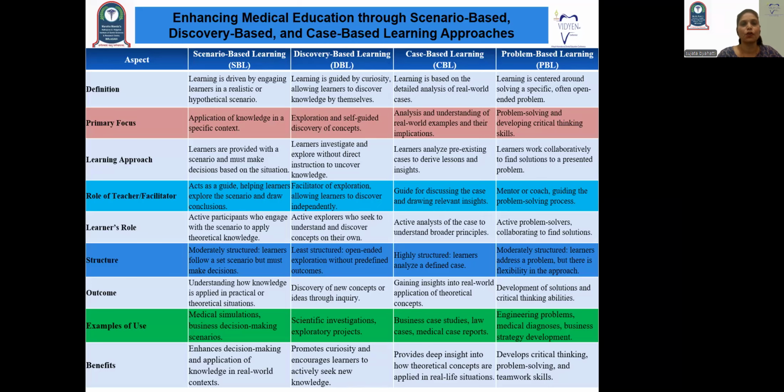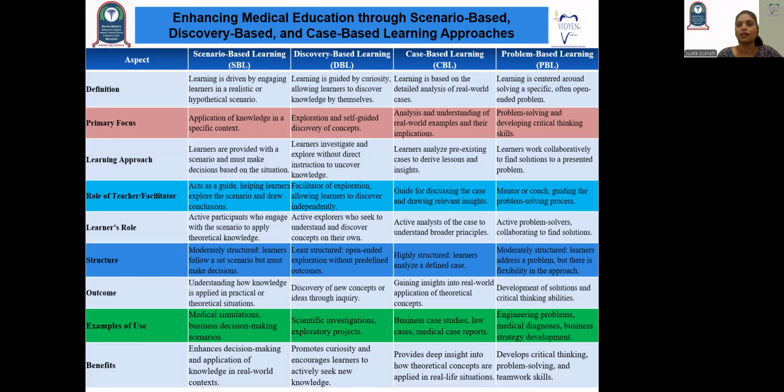Let me present this paper on enhancing medical education through scenario-based, discovery-based, case-based, and problem-based learning approaches. Coming to the definition of scenario-based learning, learning is driven by engaging learners in realistic and hypothetical scenarios, whereas discovery learning is guided by curiosity and allows the learners to discover the knowledge by themselves.